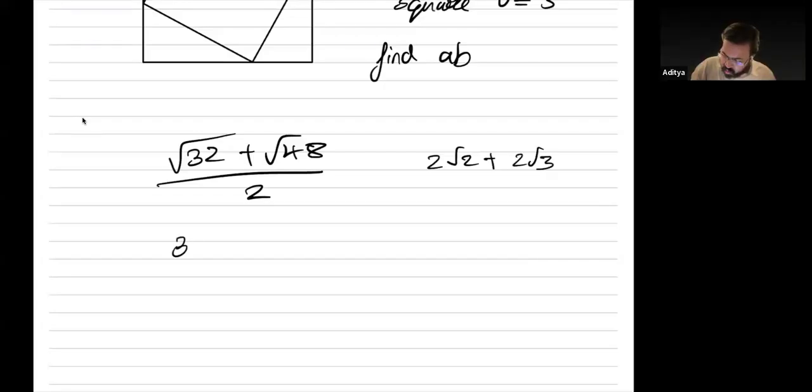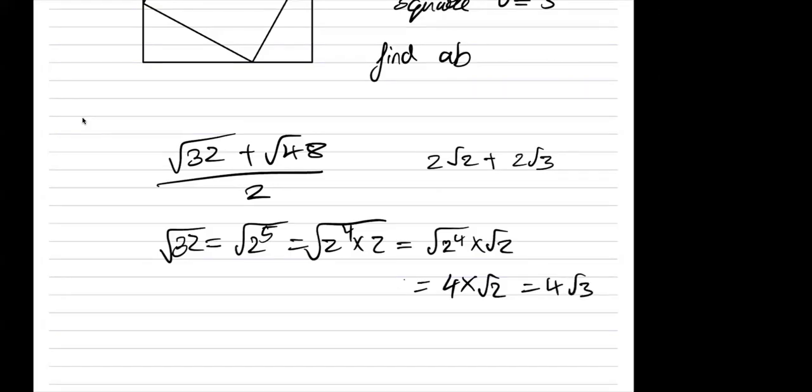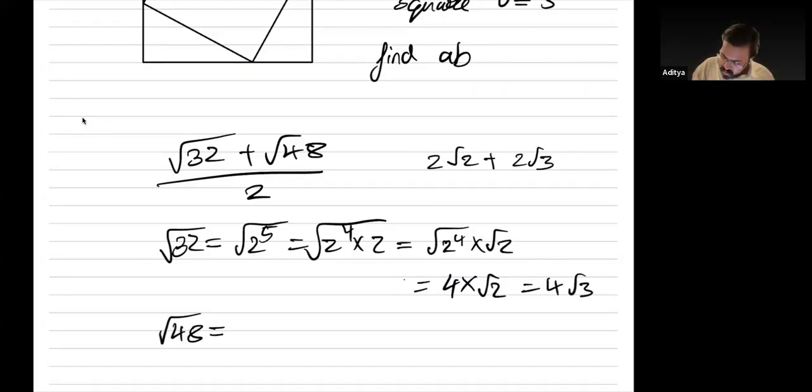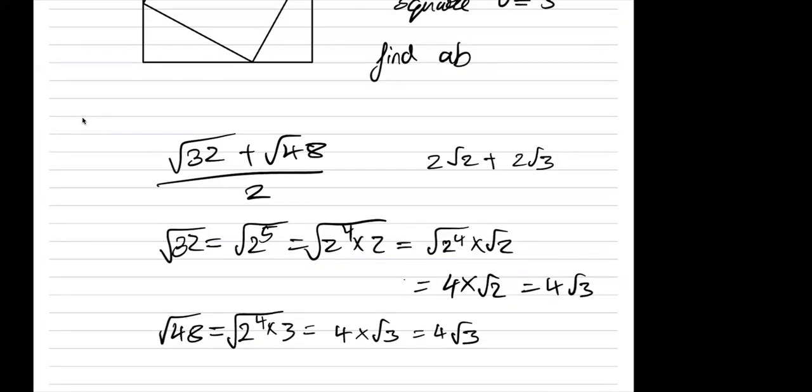Because 32 is equal to 2 to the power 5. This is equal to 2 to the power 4 times 2. And you can then split it into 2 to the power 4 times root 2. So that becomes 4 times root 2 or 4 root 2. Correct? Similarly, root 48 can be written as 2 to the power 4 times 3. So this becomes 4 times root 3 or 4 root 3. Okay, you do a little bit of practice, you'll be able to get through it quite quickly. Yashraj and Arnav, correct answer. Very good.